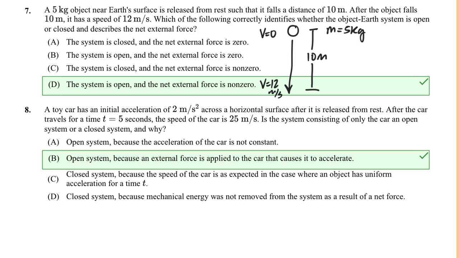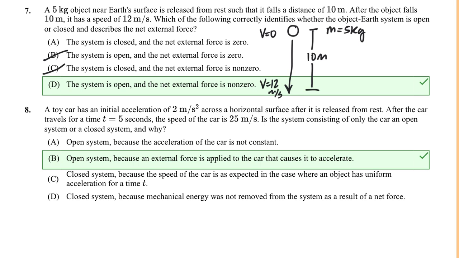So right off the bat, I know that a closed system has to mean that the net external force is 0. And the open system has to mean that the net external force is non-zero. So right off the bat, B and C gone. So now I have to figure out if the system is open or closed. The way that I could do that is that I'm going to calculate the energies from beginning to end.